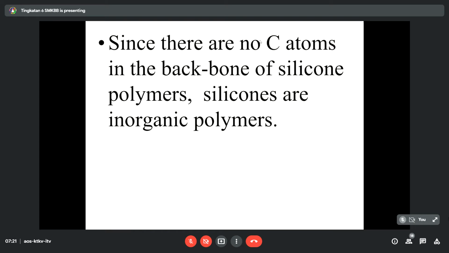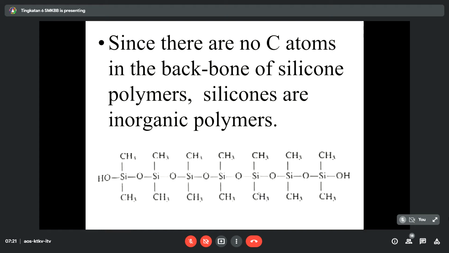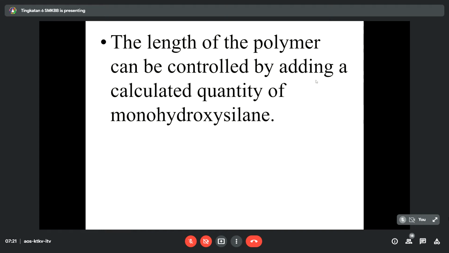Now, since there are no carbon atoms in the backbone of silicone polymers, silicone is, of course, an inorganic polymer. So that long chain, and then Si-O, is the backbone of silicone. The length of the polymer, how long you want it to be, can be controlled by adding a calculated quantity of monohydroxysilane. Monohydroxysilane means it contains only 1 OH.